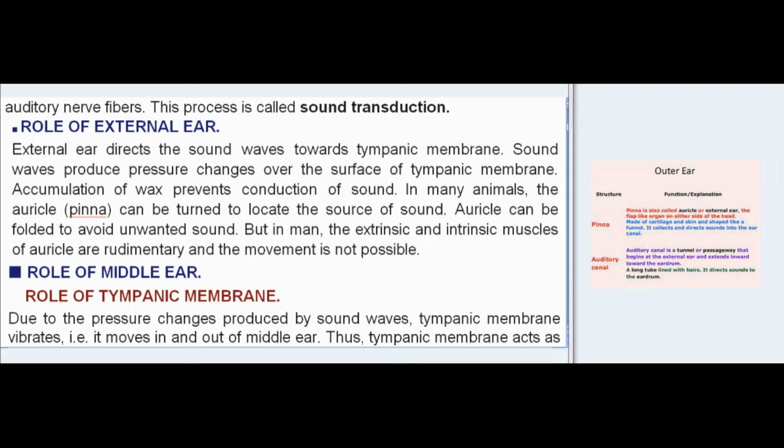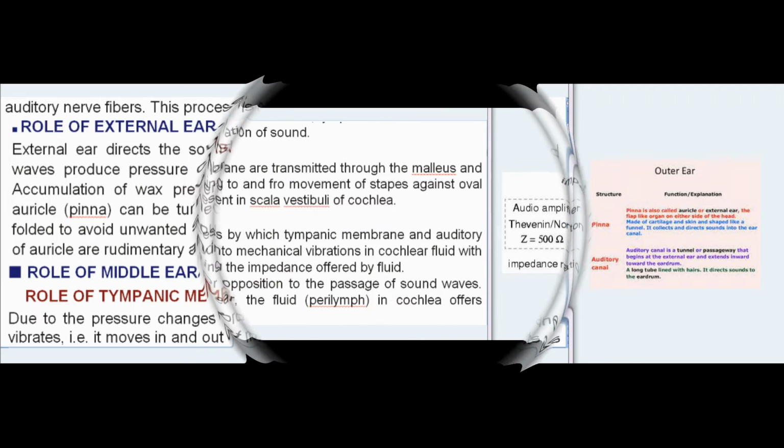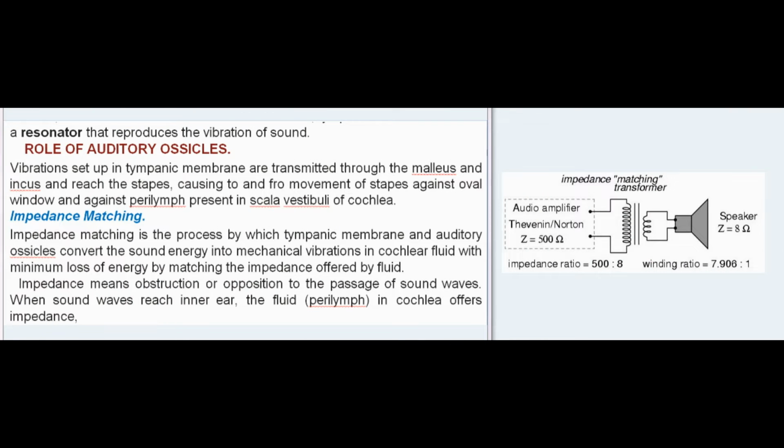Role of middle ear. Role of tympanic membrane. Due to the pressure changes produced by sound waves, tympanic membrane vibrates, i.e. it moves in and out of middle ear. Thus, tympanic membrane acts as a resonator that reproduces the vibration of sound.